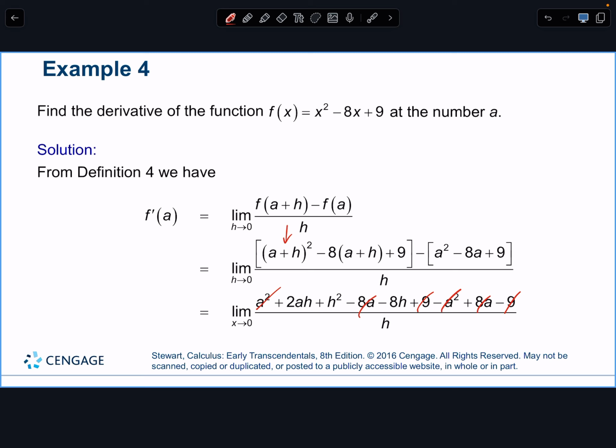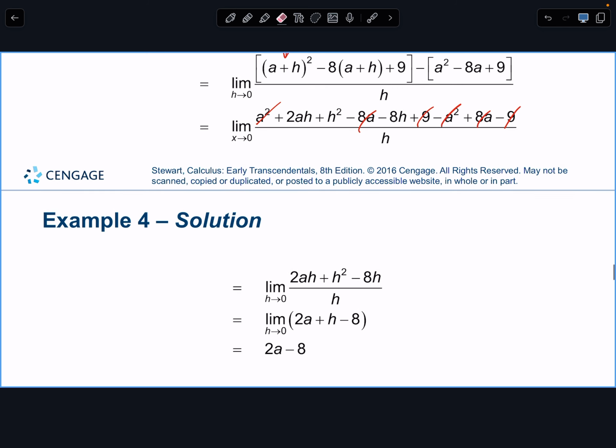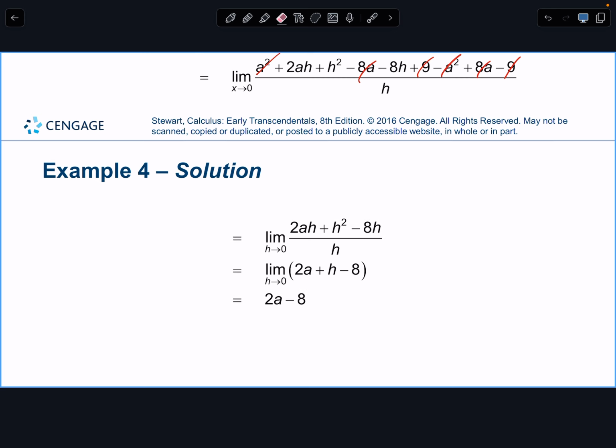And so what you have left is just the terms with h on the top over h, and then you get to factor out the h. They don't show this, but you factor out the h, and you cross out the h with the h below, and that's what's left, right? And that's what you do in pre-calculus. But in pre-calculus, you stop here. Okay, and you're like, I'm done.